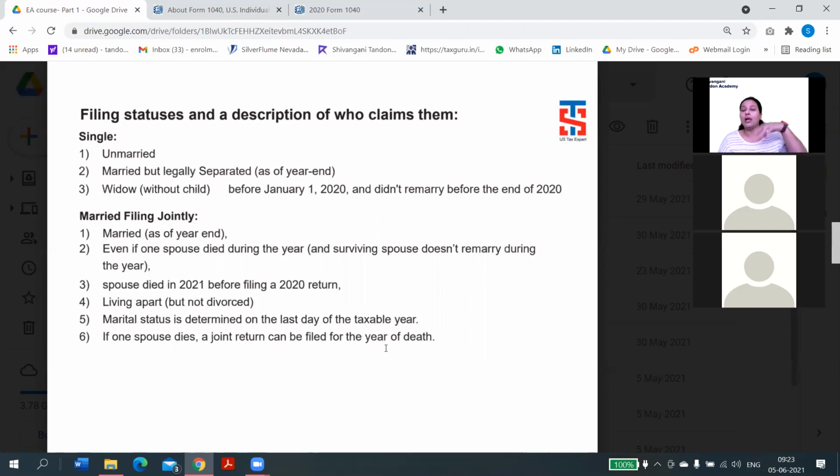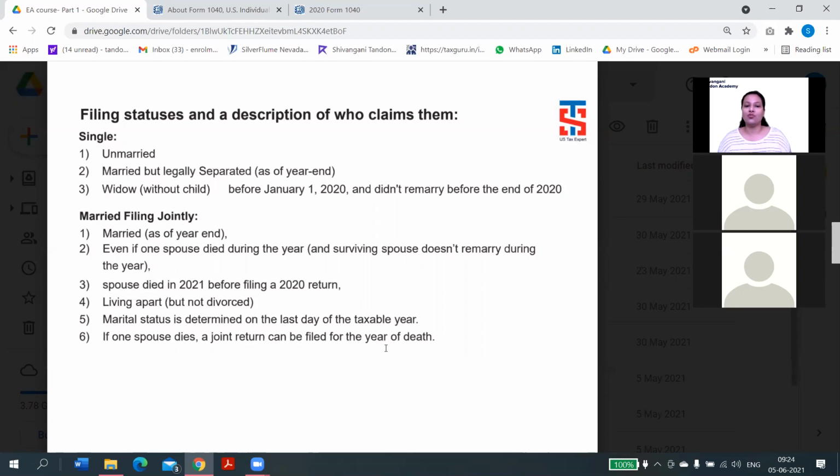As I mentioned, last day of the taxable year, most of the public, 90% of the population of the US is following the calendar year to file their return. So for the 90% public, it is 31st December as the last day of the taxable year when they file the return, which decides their filing status.